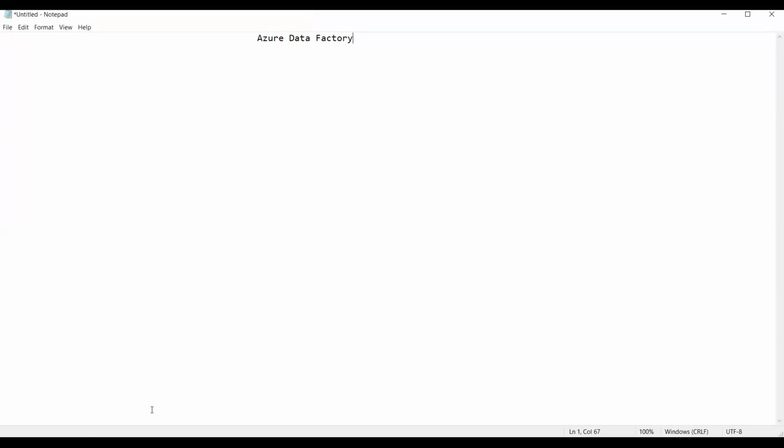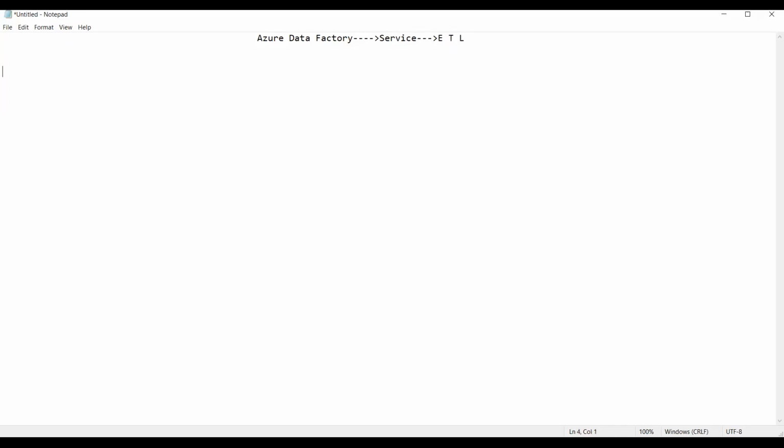Okay. So now, guys, the data factory is called the Azure Data Factory. What is Azure Data Factory? Guys, Azure Data Factory is what? A service. It is a service provided by Microsoft to perform the job of what is that? ETL. That stands for what? Extraction, transformation, and loading.